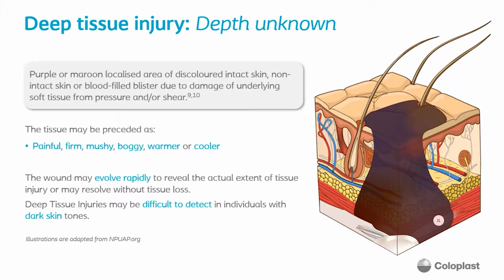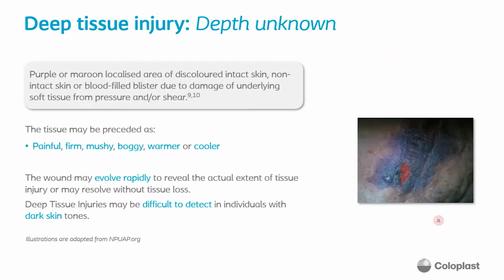Sometimes these deep tissue injuries can resolve themselves if we can eliminate the pressure, and they can heal without actually opening up. However, they do or may rapidly evolve, and the tissue will deteriorate and break down quite quickly to leave you with an open wound. And actually we can see here the start of a breakdown of a deep tissue injury. You've got this slight open area, but the damage is quite extensive and has already been done to these purple and maroon discoloured tissues that we can see.